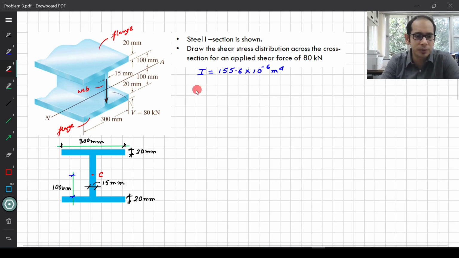Now what this problem tells you is that this steel eye section, and steel eye sections are actually extremely popular for steel constructions in bridges and so on. What this problem says is that this steel eye section is subjected to a shear force of 80 kilonewtons. So this V is 80, and what this problem asks you is to draw a sketch of the shear stress distribution across this cross section that you have.